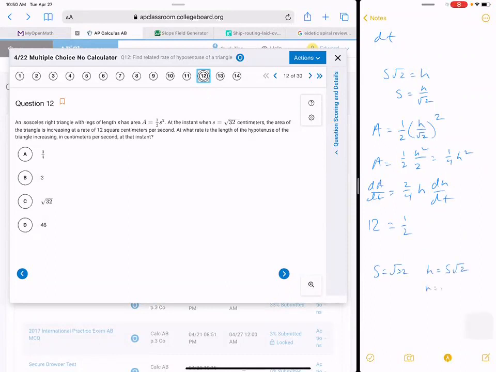So h is equal to square root of 32 times square root of 2. Square root of 32 times square root of 2 is square root of 64, which is just 8. We know we can plug in 8 here because that's a variable that we need, and all we have left is dh over dt to solve for. 12 is equal to 4 dh over dt, and then dh over dt is equal to 3.